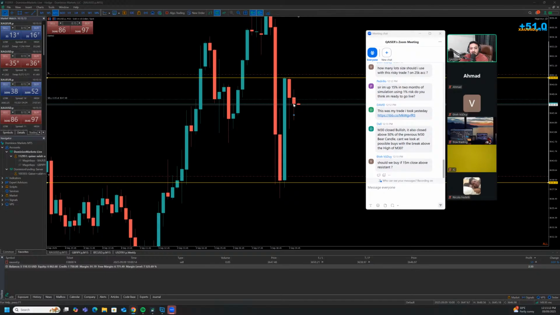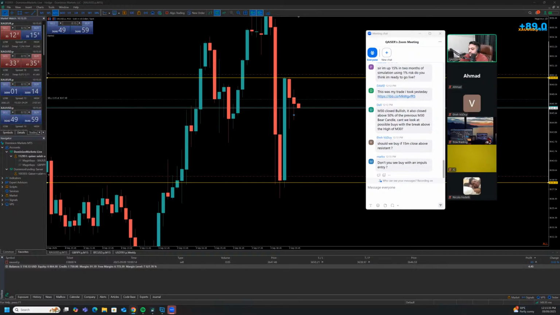So this 50-minute candle also closed in a bearish form. Let's see. It's still respecting the previous candle low. So I wanted it to continuously push to the downside. Okay.